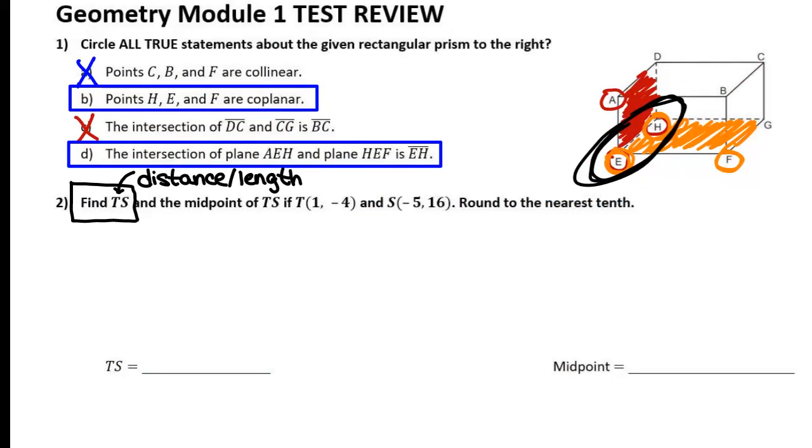One of the things that we're responsible for learning in this module is the different notations and what those notations mean. So one of the things that I'm testing on those questions is, do you know what it means to have 2 capital letters with nothing over the top? And that means that we're looking for distance or length. So that is something that you have to know going into tomorrow.